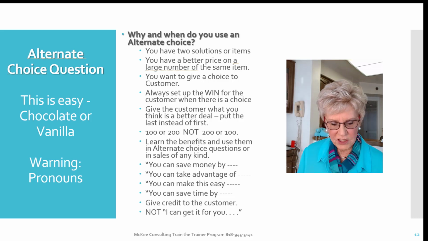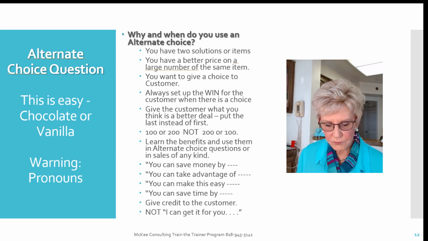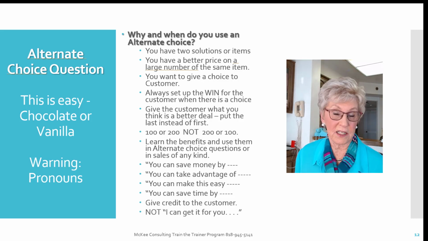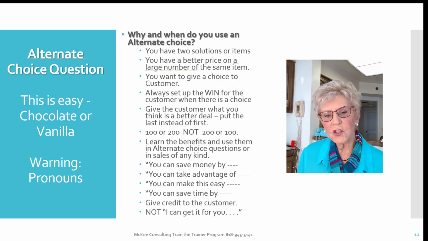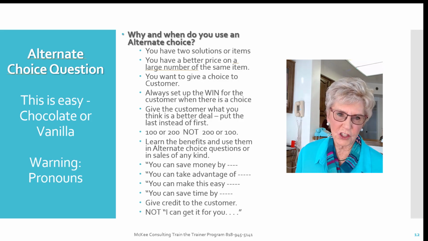Now, one of the things you want to be very careful of when you're doing any kind of question, but especially alternate choice questions, you want to be sure that you do not say, I can save you money either now or later, which means you would have taken the credit.